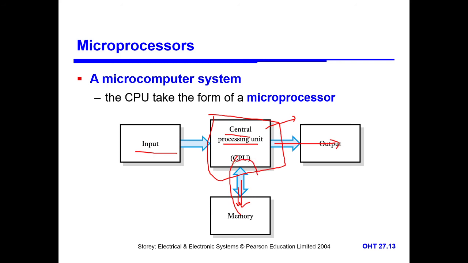So now see this one, it is a bidirectional one. That means what? This CPU can write the data into the memory, and CPU can read the data from the memory. This is the bidirectional one. So this is about the microprocessor based system block diagram.